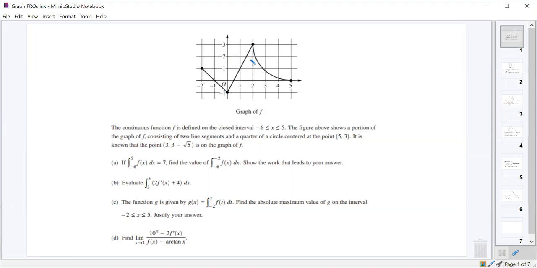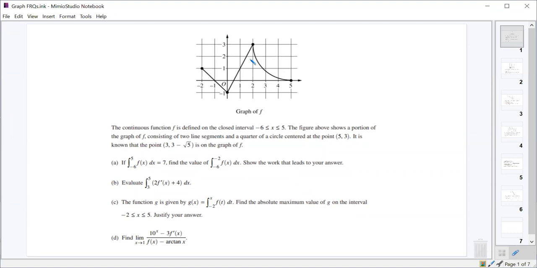They also tell us the coordinates of the point 3 and 3 minus √5 are on the graph. So that's part of the circle right there. So that's all the stuff that's given to us. And then they tell us that the integral from -6 to 5 of f of x is 7, and want us to find the value of the integral from -6 to -2 of f of x.